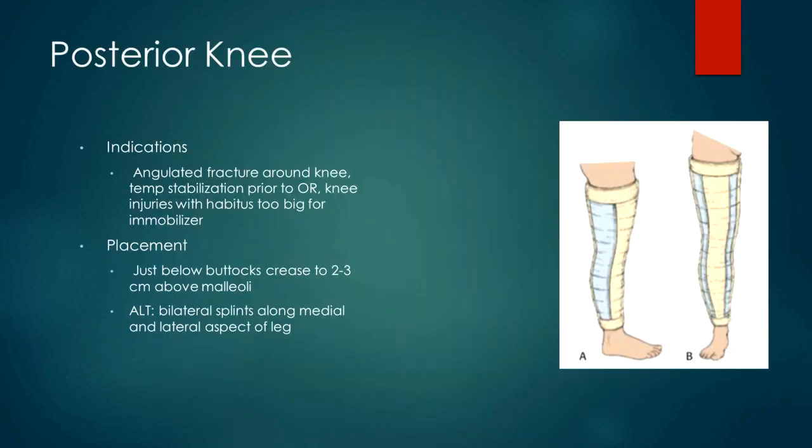So lower extremities, you got a posterior long or a posterior knee. This is for any angulated fracture around the knee for temporary stabilization prior to OR, or knee injuries with habitus too big for an immobilizer. So you want this to go just below the buttocks crease to 3 centimeters above the malleoli. You can also do bilateral splints along with the medial and lateral aspects instead of just the one on the posterior.